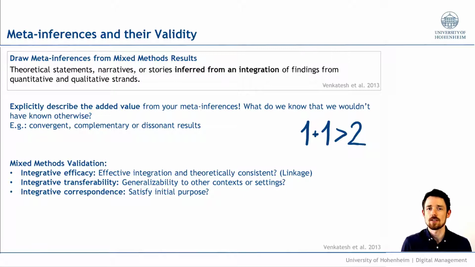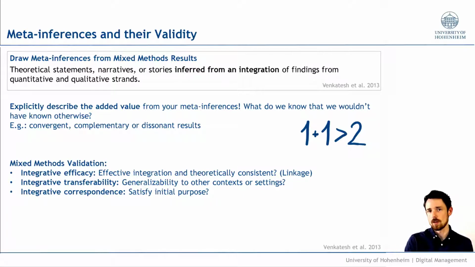Remember from the first session that you should only use mixed method studies when the two parts combined actually yield more results than when you would have done them separately. That is exactly what you point out with the meta-inferences. So you should explicitly describe that added value and tell the reader what do we know that we wouldn't have known otherwise. And that could be, for example, that you have convergent results.